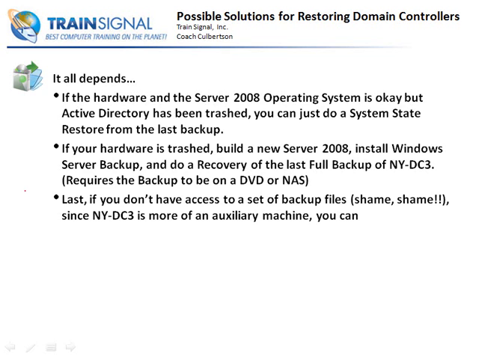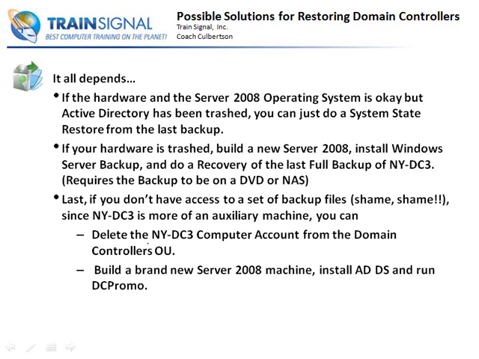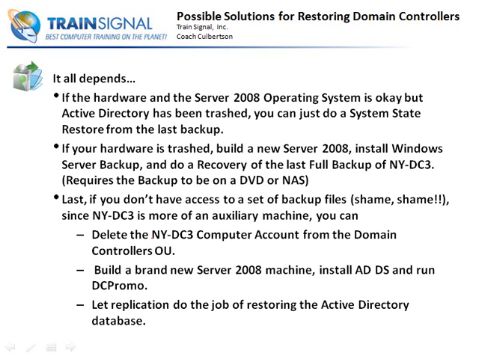Since NYDC3, or the secondary domain controller, is an auxiliary machine, in the situation of GlobalMantics, it's not that critical because we could just delete the New York Domain Controller 3 computer account from the Domain Controllers OU. All right? So we could do that. Then we could build a brand new Server 2008, install Active Directory Domain Services, and run DCPromo. Okay, basically, you're just going to rebuild a brand new domain controller. Then you're going to let replication do the job of restoring your Active Directory database.